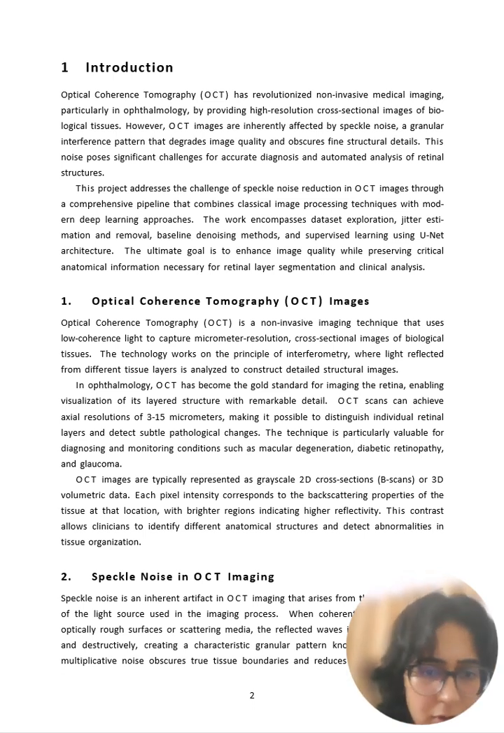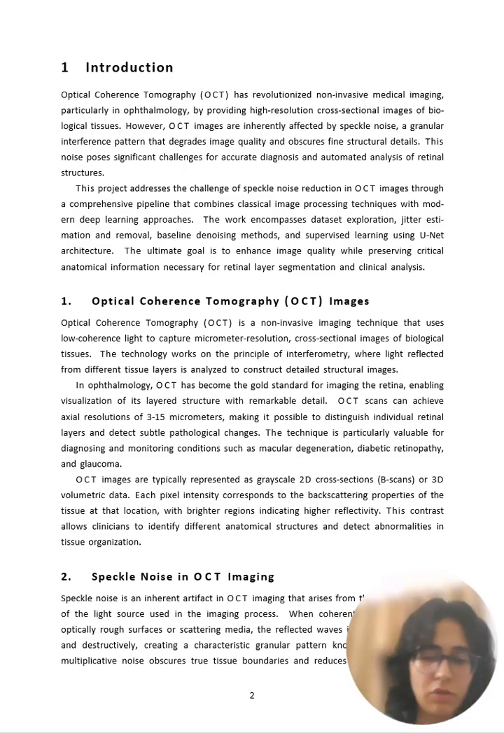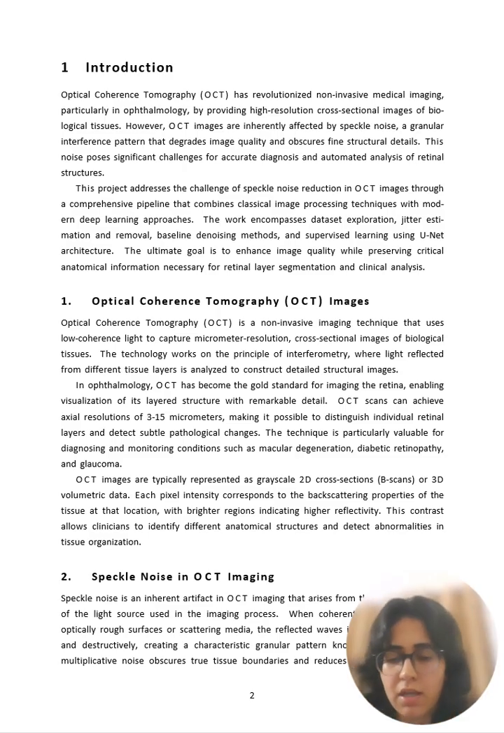Then I have discussed what OCT images are and how they are represented. So they are represented either as a 2D cross section or a grid, or as 3D volumetric data. If the 3D volumetric data is taken over a period of time, then time can be considered as the fourth dimension. So it can also be considered as 4D data.